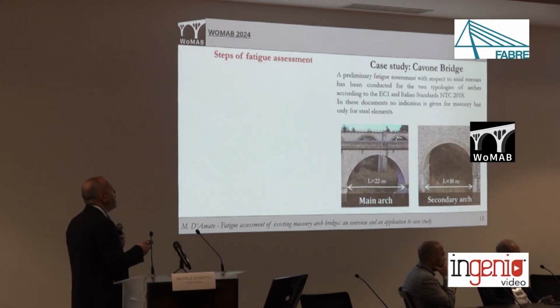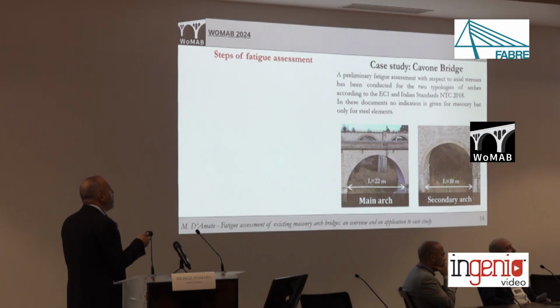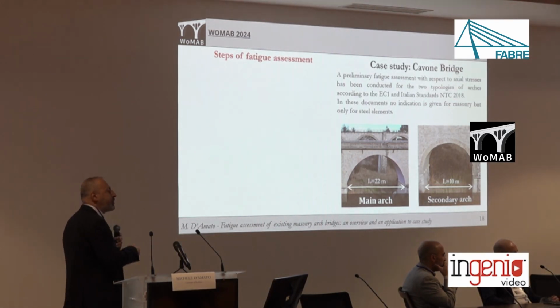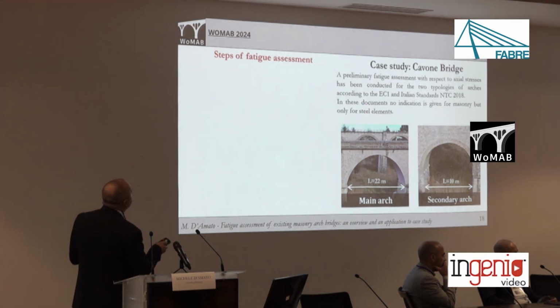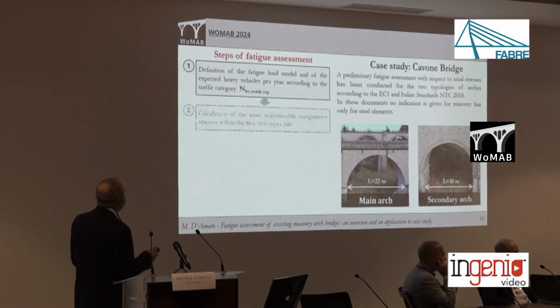Of course, I remind you that in these documents no indication is provided for masonry, but only for steel elements, but we tried to apply this procedure just changing, instead of stress-life curves for steel elements, stress-life curves for masonry elements, the ones that we gathered within the literature. How can we summarize the main steps of the fatigue assessment? First of all, we should define a fatigue load model and the number of expected heavy vehicles per year according to the traffic category of the road.